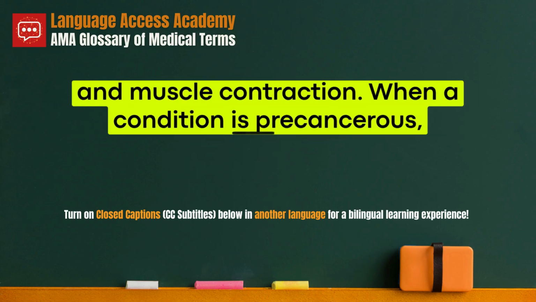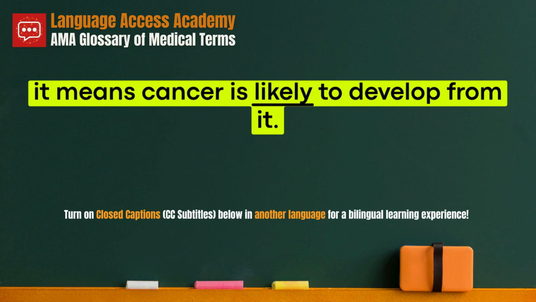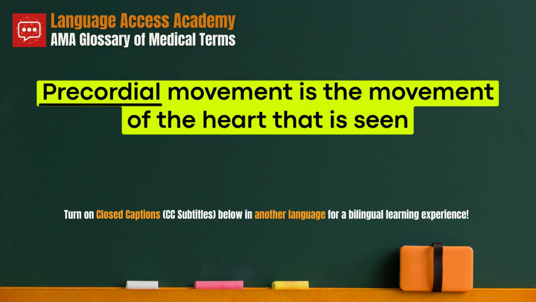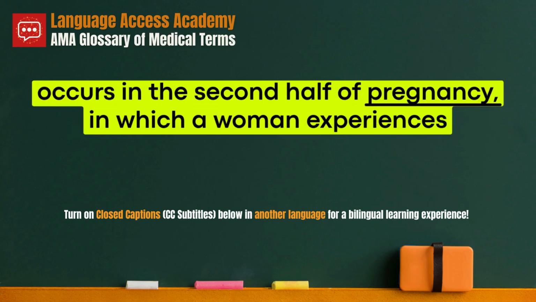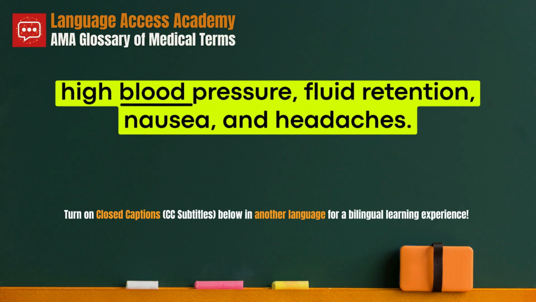When a condition is precancerous, it means cancer is likely to develop from it. Precordial movement is the movement of the heart that is seen and felt through the chest wall. Preeclampsia is a serious disorder that occurs in the second half of pregnancy, in which a woman experiences high blood pressure, fluid retention, nausea, and headaches.